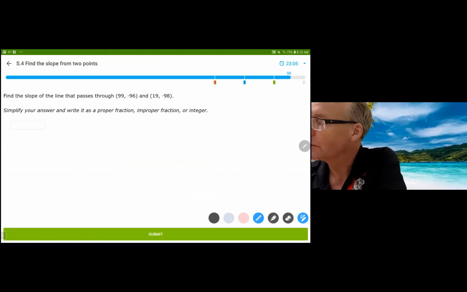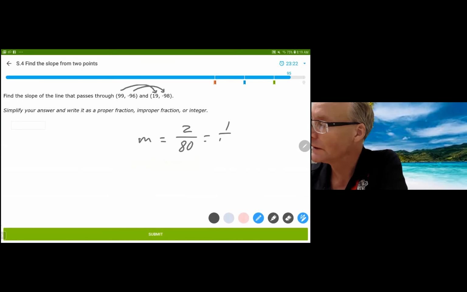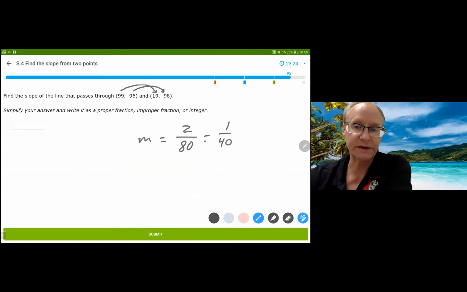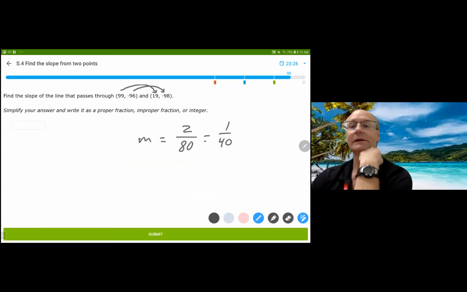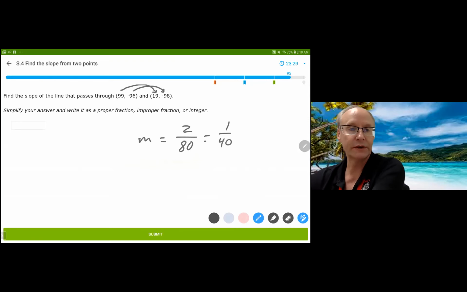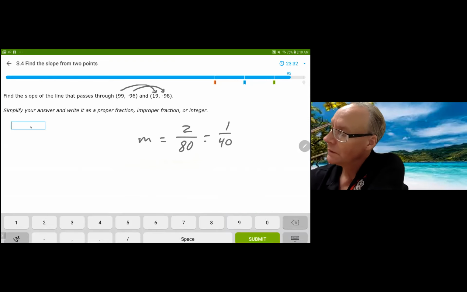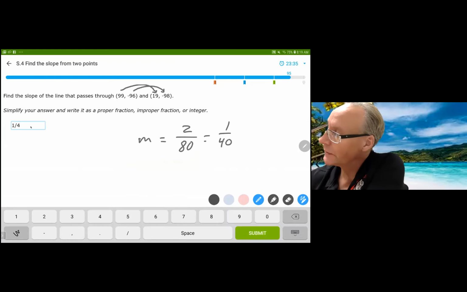Okay, I'm going to go in this direction. That's going to give me 2 slope. Hopefully you see why. I'm taking negative 96 plus 98. And then I have to go in this direction. And that's going to be 99 minus 19, which is 80. And we get 1 over 40. Now, a lot of people are going to automatically turn that over. You can't. This is 1 over 40, which is a very different thing from 40 over 1. That is 1 over 40.